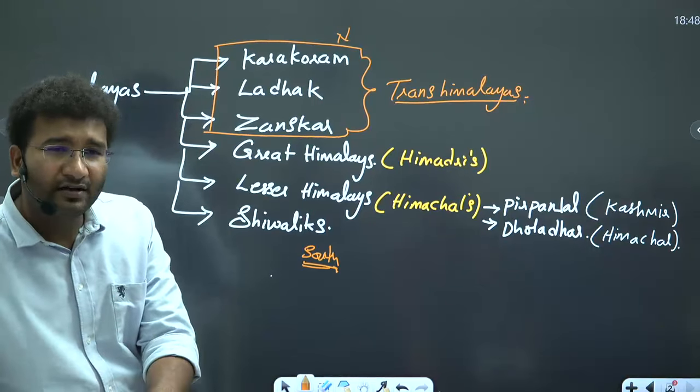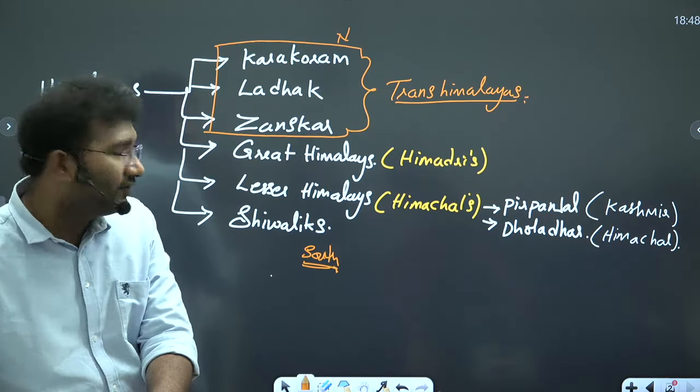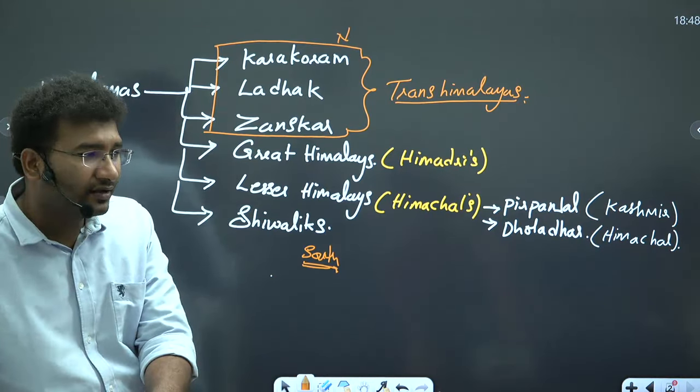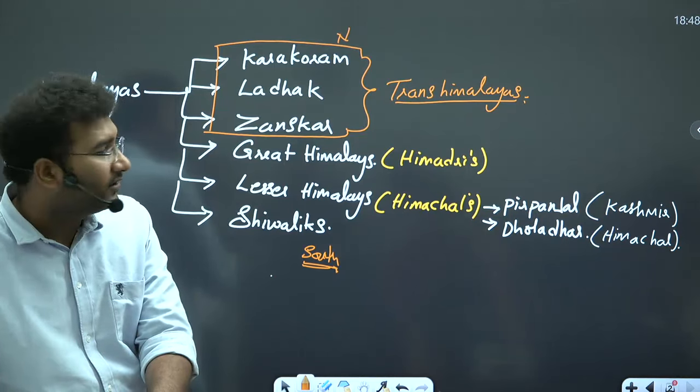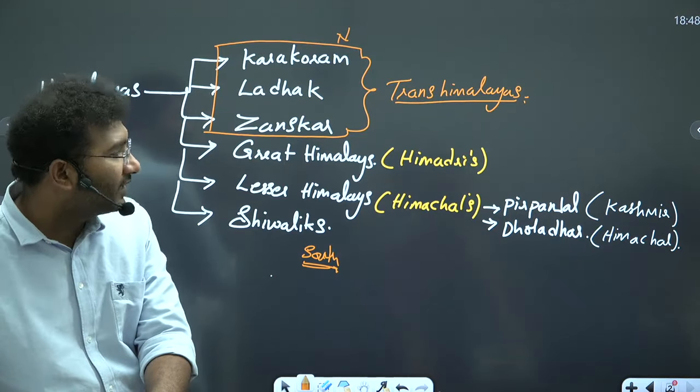Then you have Greater Himalayas. The other name for Greater Himalayas is Himadri. Then you have Lesser Himalayas. The other name for it is Himachal. And then Pir Panjal and Dhauladhar are the names of these. That in Kashmir it is called as Pir Panjals and Dhauladhars in Himachal.